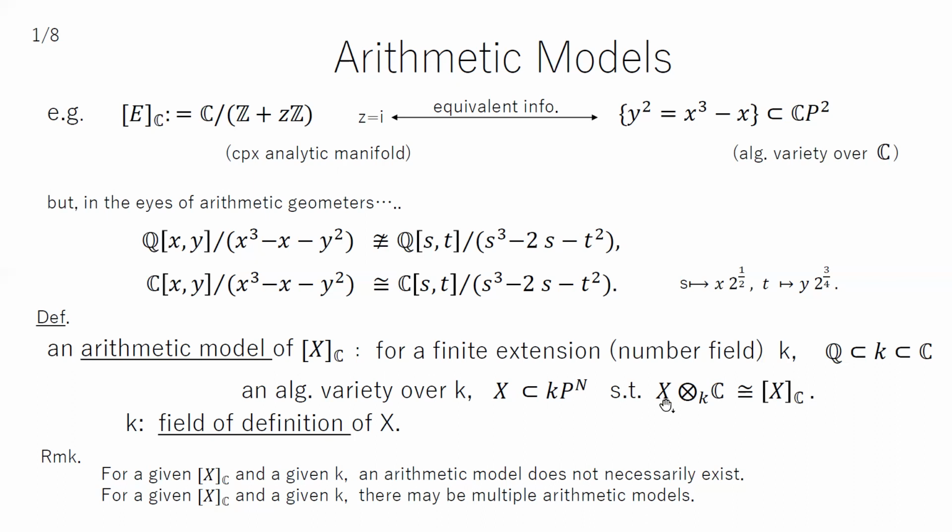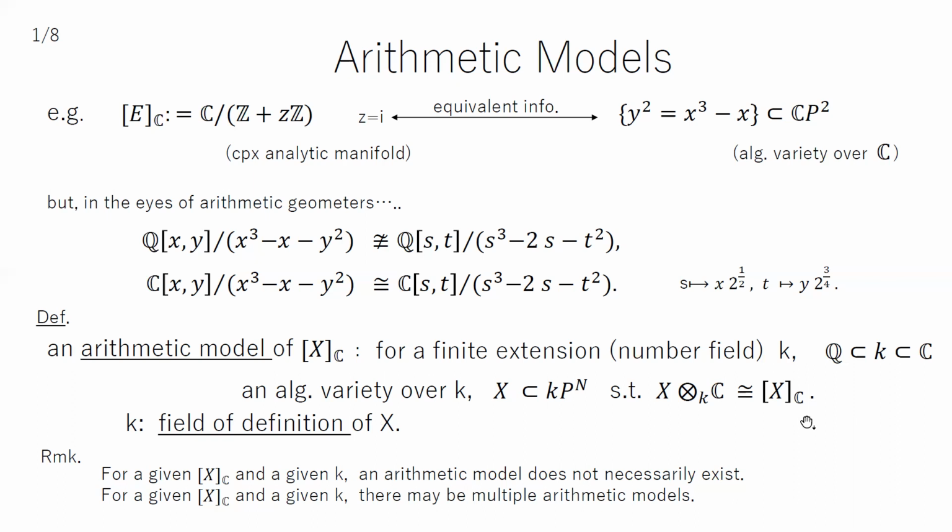In that case, we call this variety X over the number field K an arithmetic model of the original variety X. And the field K in that context is called the field of definition.